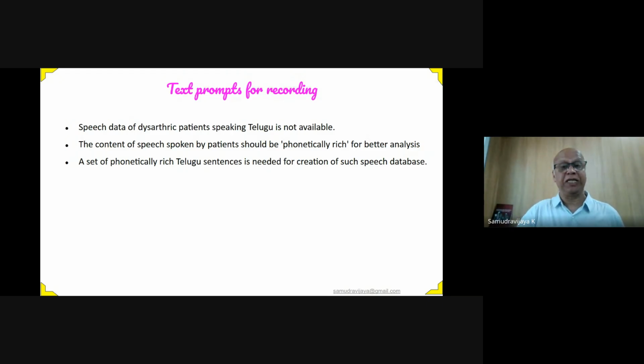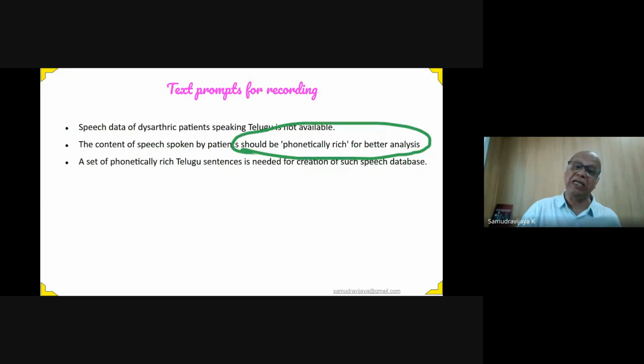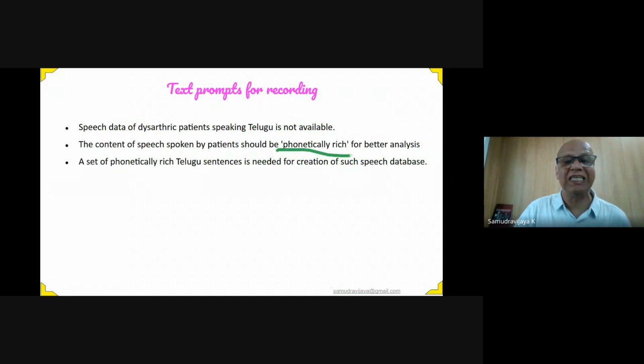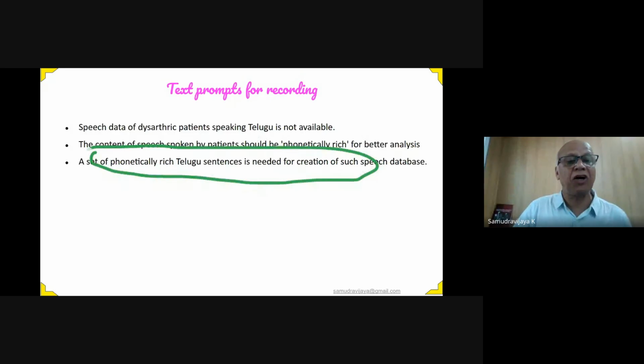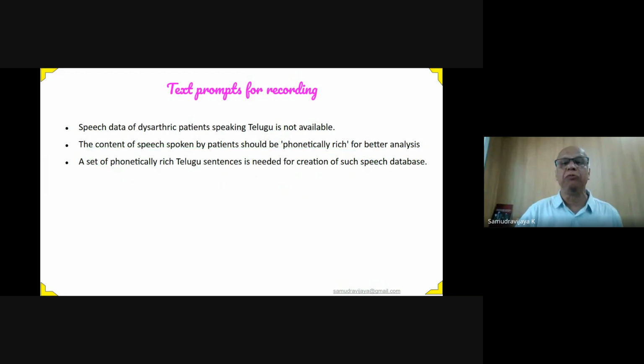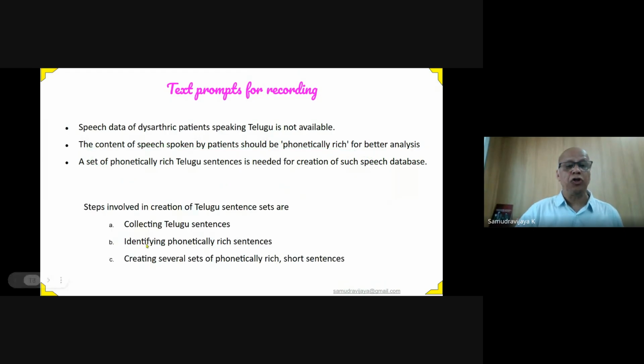Which means sentences should be short, yes, but they should also be designed such that different people pick different sentences which contain, as far as possible, all phones of the language. So we say that such sentences should be phonetically rich. So we need to design a set of phonetically rich Telugu sentences so that people will be able to speak them. There are 3 steps in the creation of phonetically rich Telugu sentences.